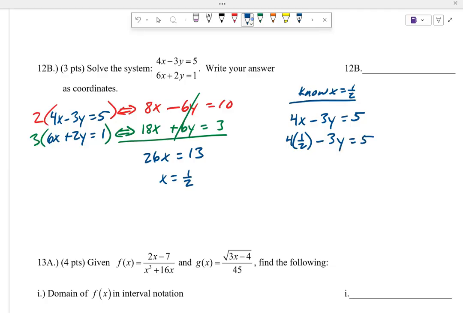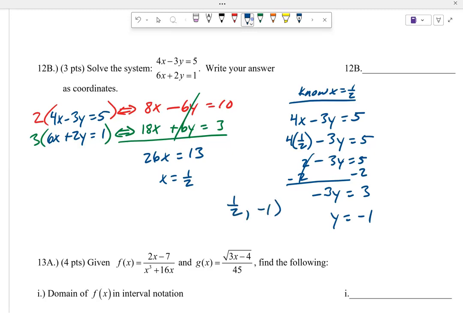So I got 4 over 2 is just 2 minus 3y equals 5. I subtract 2. I get negative 3y equals 3. Divide by negative 3. I get y. 3 over negative 3 is negative 1. So it looks like we end up with the point (1/2, negative 1) as our x and y coordinate there.